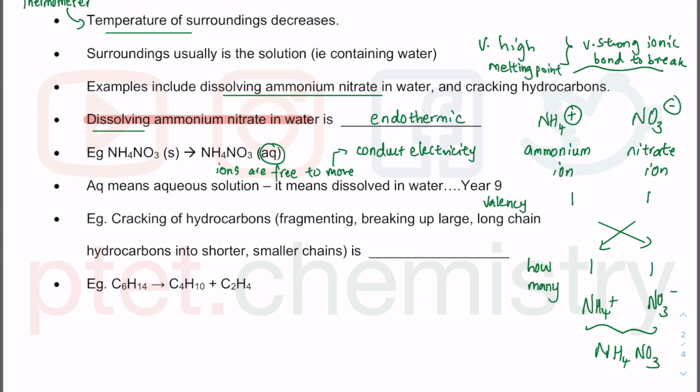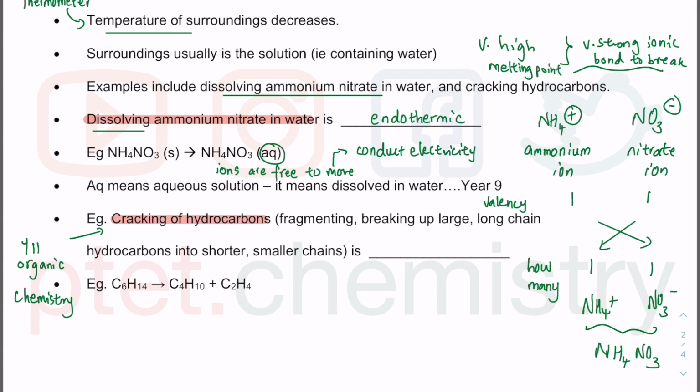Okay. Now the next one is cracking of hydrocarbons. You will learn more of this in year 11. Organic chemistry is the last branch of chemistry that you will learn throughout this combined science curriculum. But what does it mean? It basically is breaking up long chains, breaking up large molecules into smaller chains. 6 carbon become 4 carbon and 2 carbon. You can even break it down to 2 carbon, 2 carbon and 2 carbon.